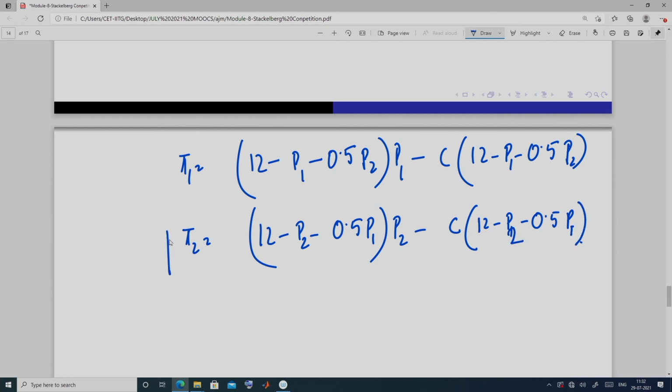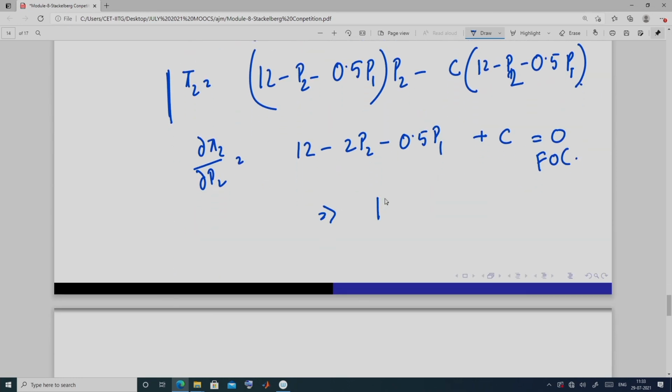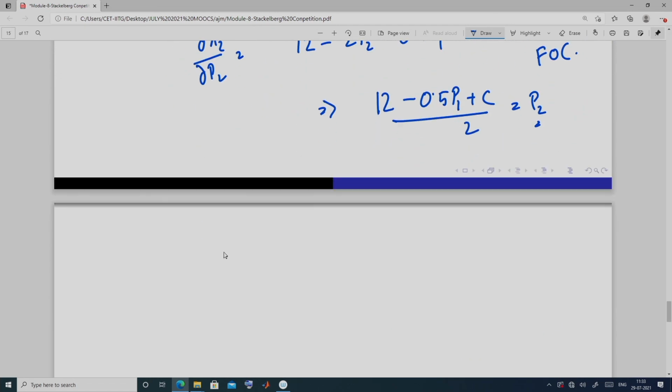So, we will use backward induction. First solve this with respect to P2, and we will get the first order condition equal to 0. So, the reaction function of Firm 2 is, it is this. Now, you plug this into the profit function of Firm 1.